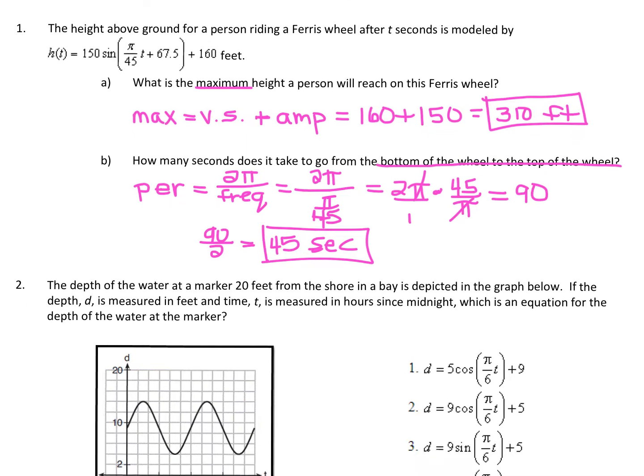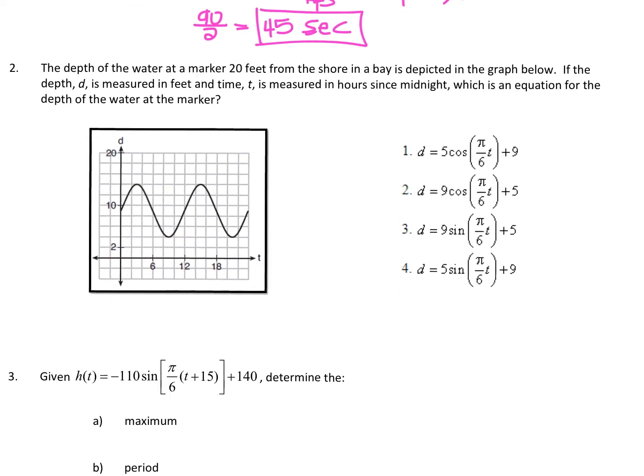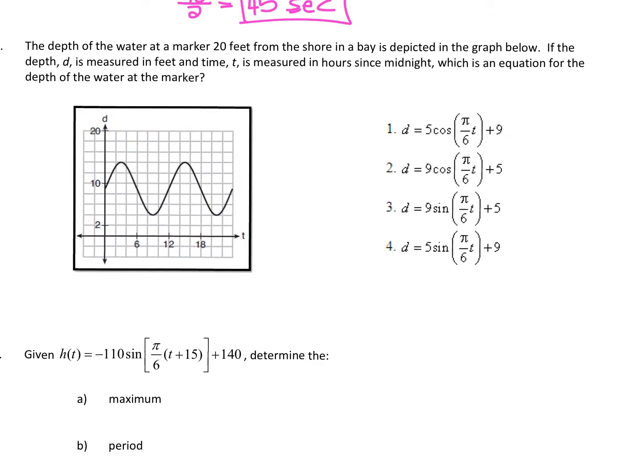All right, so let's take a look at number 2. Now here they give us a picture and they want to know which one of these equations is represented in this picture right here. Okay, well, let's just go through. So first thing, we know the number in front of the word sine or cosine is the amplitude. So I'm just going to use our amplitude formula. So we know that amplitude is equal to max minus min divided by 2.